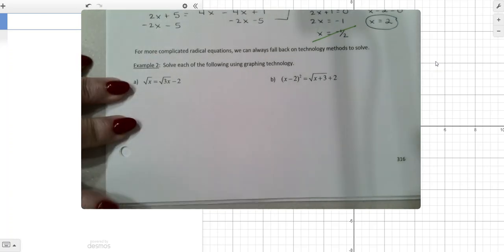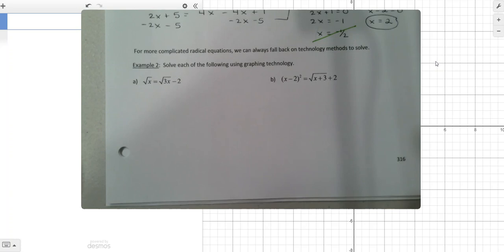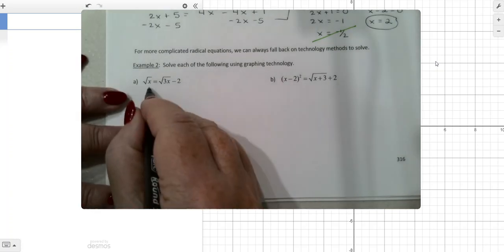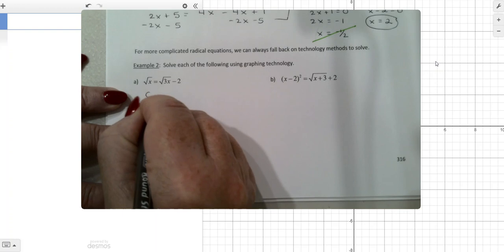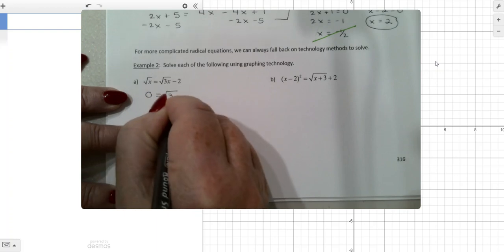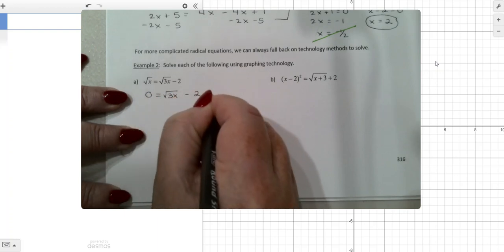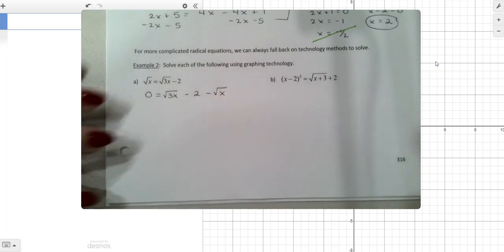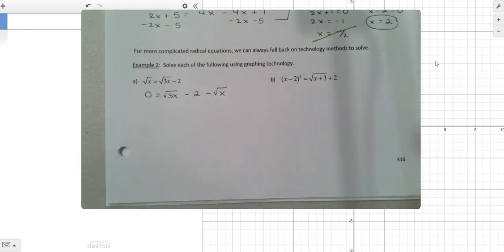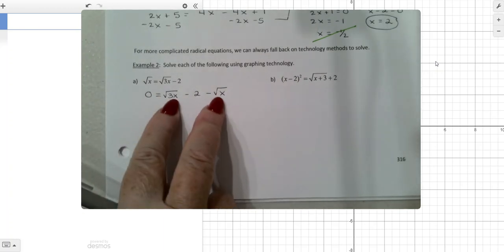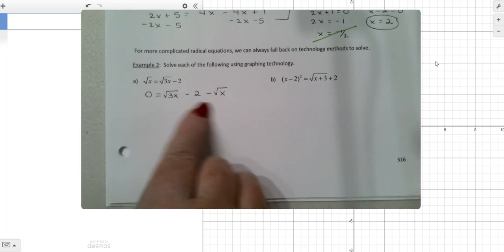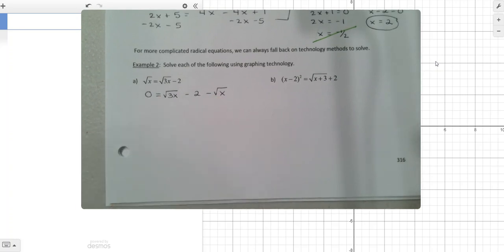Again, my personal preference is I like to get them equal to 0 so that I can just get the x-intercepts. So on this one, maybe I subtract the square root of x, so that I've got the 0 over here on the left. By the way, a quick reminder, you can't combine those, right? They're not like radicals. So I'm going to go ahead and graph that function and see where the zeros or x-intercepts are.